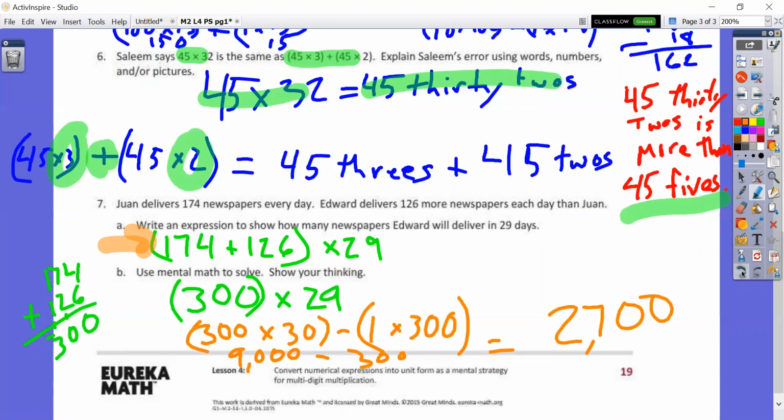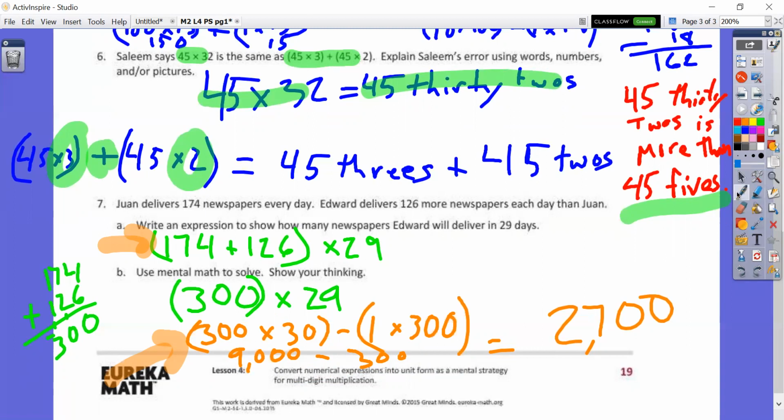And then it asked us to use mental math. Well, I added 174 plus 126. So it's 300 groups of 29 to make the math easier for my head. Now, this is hopefully what you did in your head. If you have to write it down, go for it. I wrote it down so you could see my mental math. Well, 300 times 30 is really 9,000, but 30 is one extra group of 300, right? So I have to subtract that 300 out. When I subtract that 300 out, I'm left with 2,700.